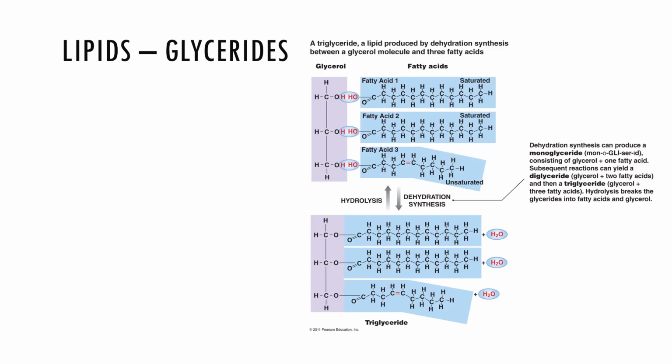Glycerides, like a triglyceride, is a lipid produced by dehydration synthesis between a glycerol molecule and 3 fatty acids. So 1 glycerol plus 1 fatty acid would be a monoglyceride. 1 glycerol plus 2 fatty acids would be a diglyceride. And a glycerol plus 3 fatty acids would be a triglyceride. The glycerides mainly function in energy storage, insulation, and protection in the body.